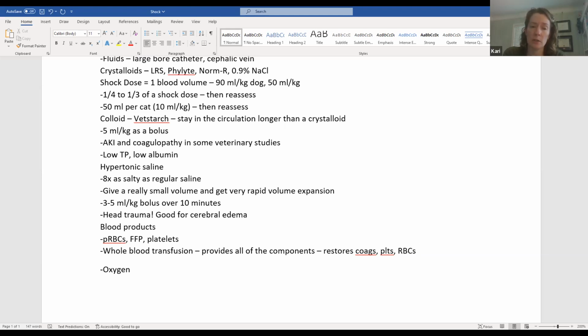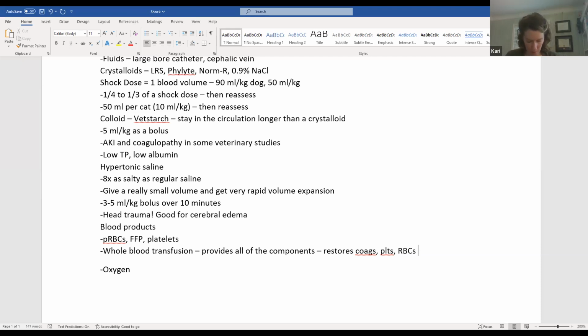Obviously, it's physiologic to the patient and it has a lot of additional supportive components compared to a regular crystalloid fluid. So, you know, there are days, obviously, we try to be really stingy with our blood products when we're running low, but when we have them, being able to use them is really great for a lot of these patients.